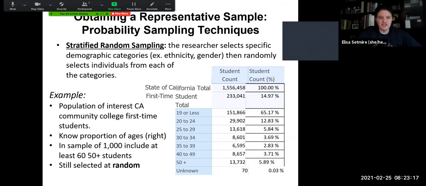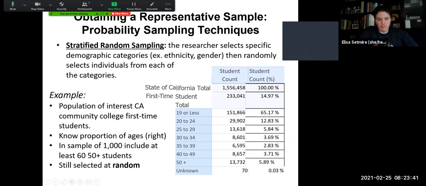We can also do something called stratified random sampling. The researchers select specific demographic categories, such as ethnicity or gender, and then randomly select individuals from each of the categories. So again, going with the same example, California Community College students, but now we want first-time students. Let's say that we want to know the first-time student information.